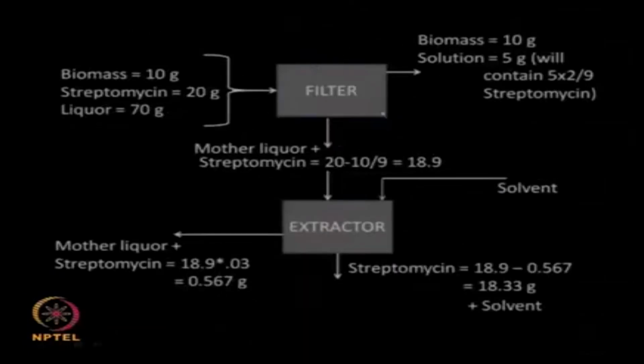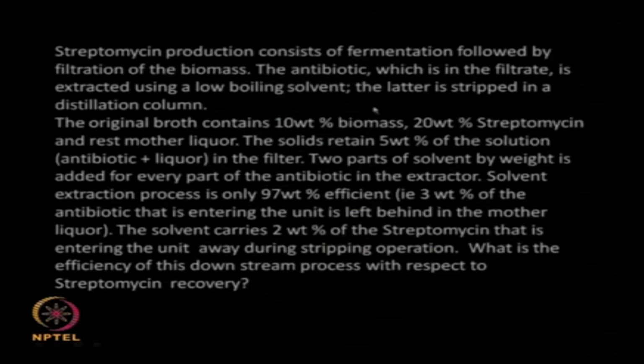So let us draw flow charts of each of the downstream operations. You assume a filter. Because it is 10 weight percent, suppose you take 100 grams of the total mother liquor, you will have 10 grams of biomass, 20 grams of streptomycin and the remaining is the liquid, that is 70 grams. Now when you do the filtration, the biomass is completely removed, 10 grams, but it is retaining 5 weight percent.